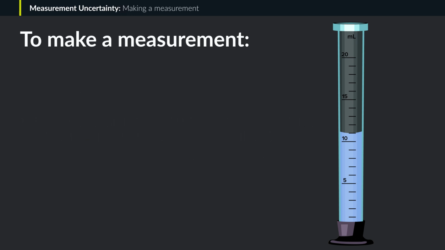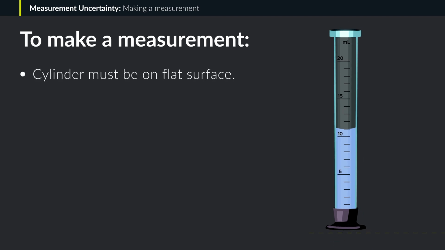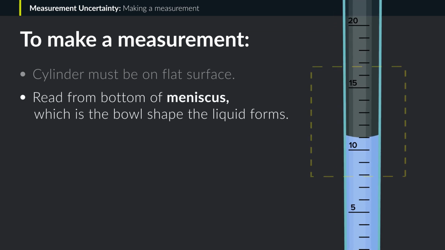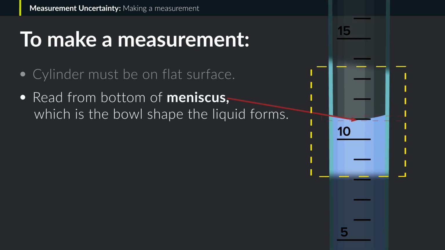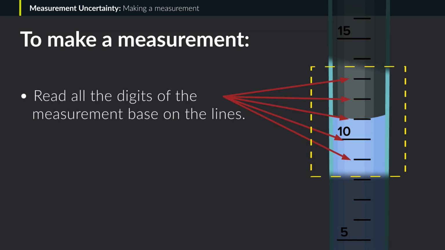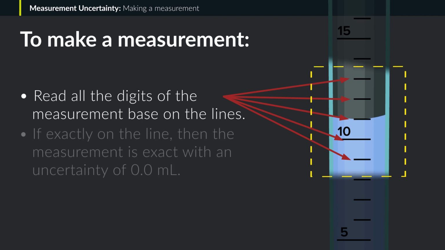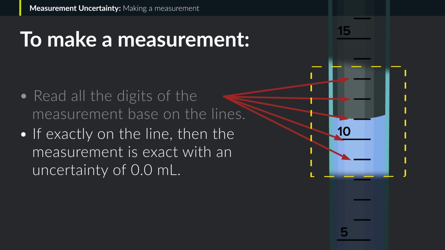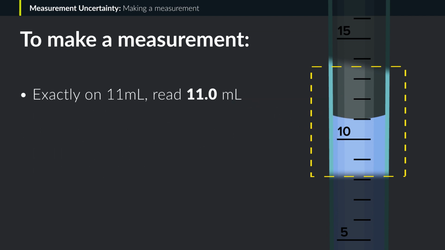To make a measurement, the graduated cylinder must first be sitting on a flat surface. You then read from the bottom of the meniscus, which is the bowl shape the liquid forms. Be sure to read all the measurement digits of which you are certain, based on the lines on the cylinder. If the measurement is exactly on the line, that is an exact measurement, and would have an uncertainty of 0.0 milliliters. For example, if it was exactly on the 11 milliliter mark, it would be read as 11.0.